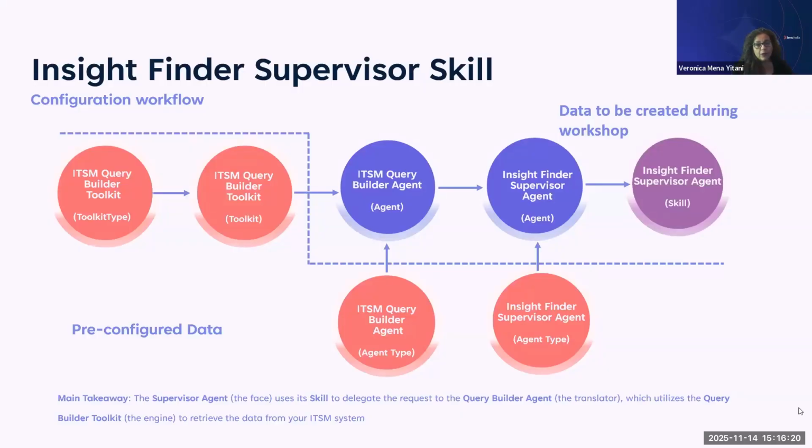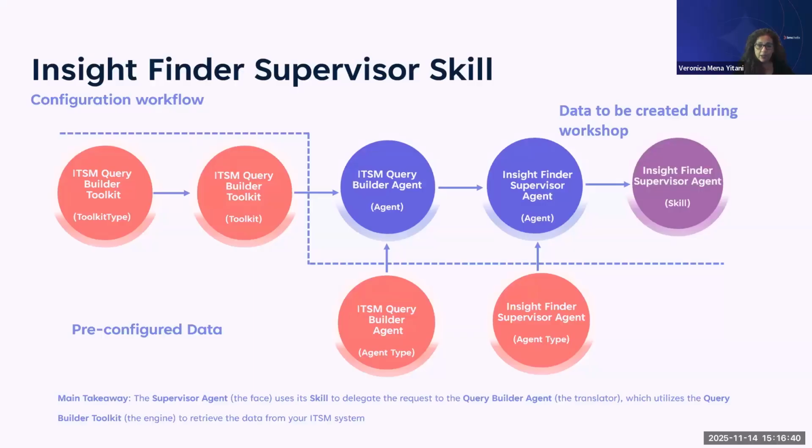The components marked in red are pre-configured out of the box and ready to be used. This significantly simplifies our deployment process. We can focus exclusively on deploying the necessary components shown in blue and purple. Therefore, our workshop agenda will focus on three key steps.